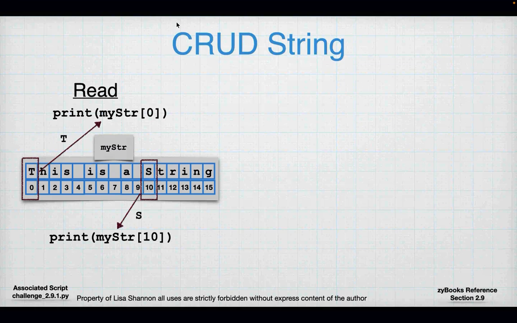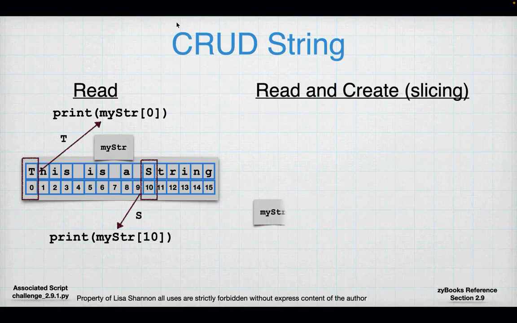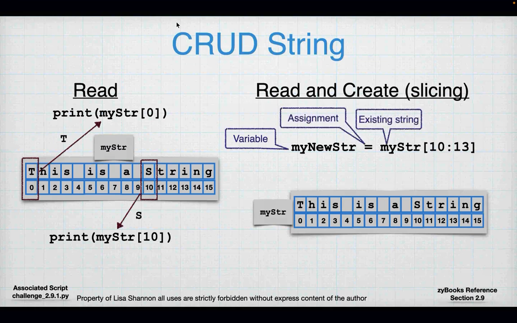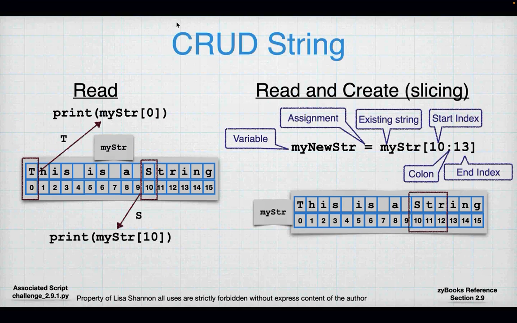Excuse me, and I get back 8. Now, I want to read and create at the same time. This is called string slicing. What I'm doing is taking a start index and an end index, and creating a new string from a portion of the old string.